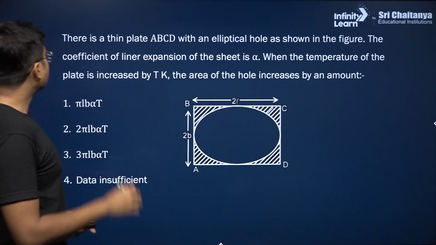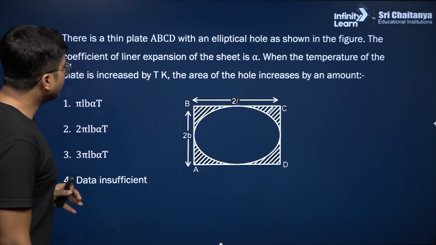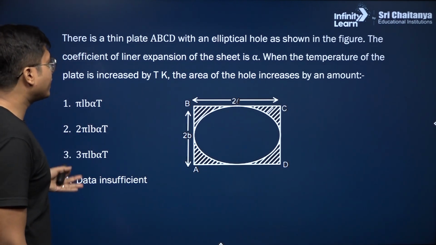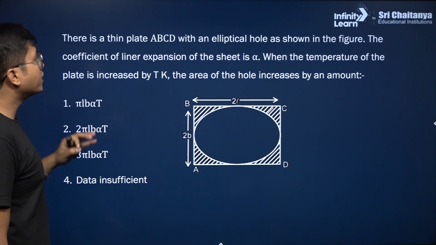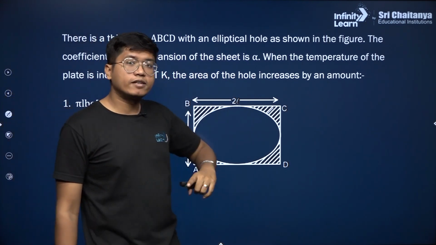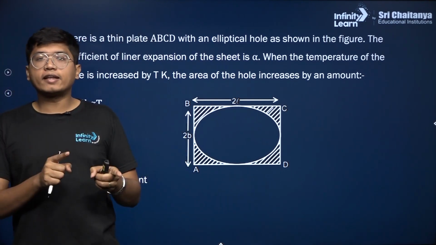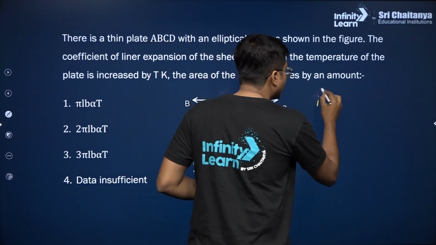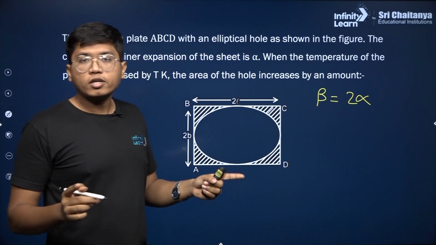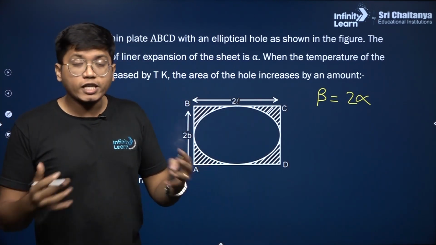Next up, says that there's a thin plate ABCD with an elliptical hole as shown in the figure. The coefficient of linear expansion of the sheet is alpha. When the temperature of the plate is increased by T Kelvin, the area of the hole increases by an amount. So we have been given the linear expansion, but what we are dealing with here is the areal expansion. So we know what the relation between linear and areal expansion is. The coefficient of areal expansion, beta, would be equal to 2 alpha. From here on, we can get a relation for the change in area.